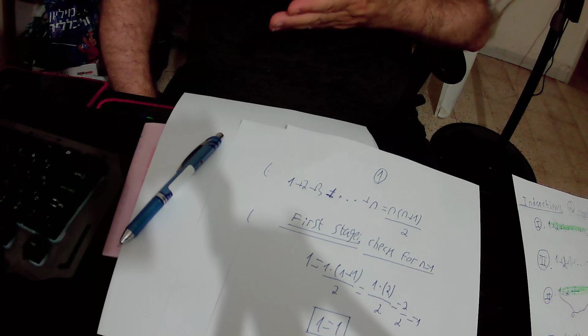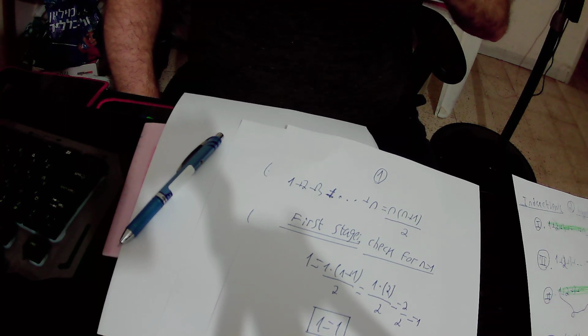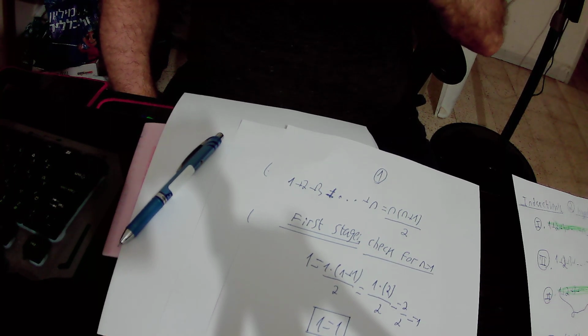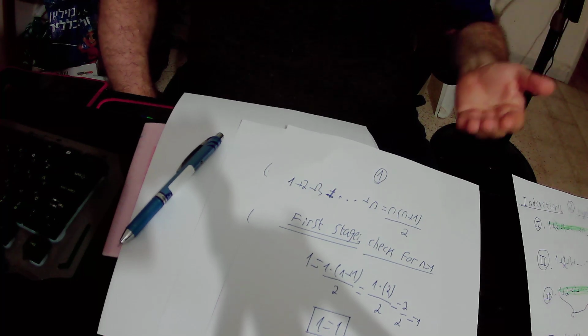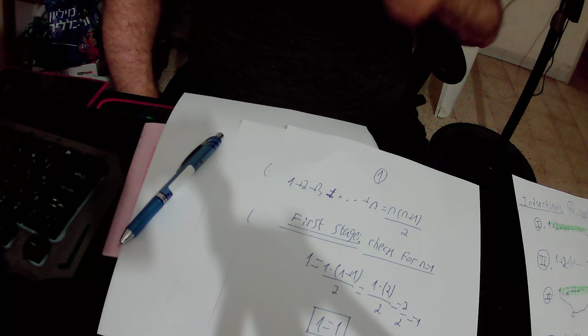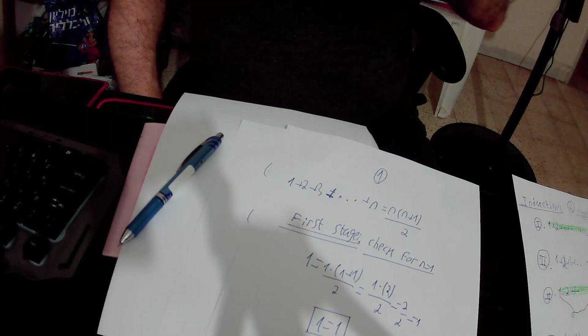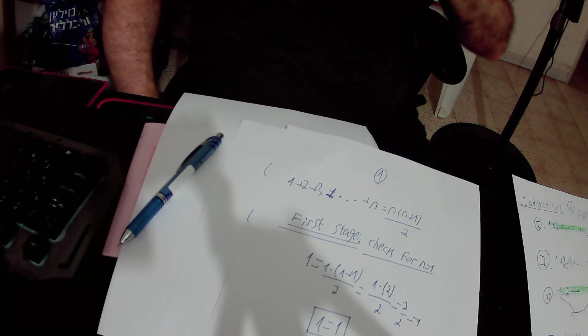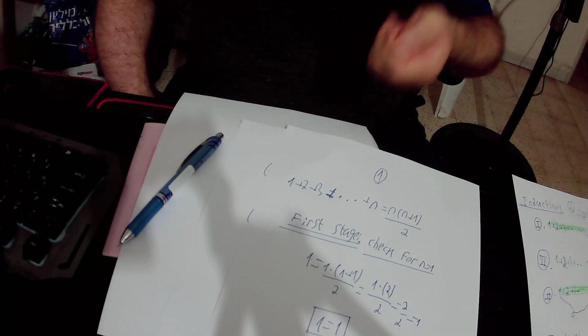Okay, because we have the general proof that if it is true for n, it also must be true for n plus 1. So we know that it is true for n that equals 1, so it also must be true for 1 plus 1 that equals 2.